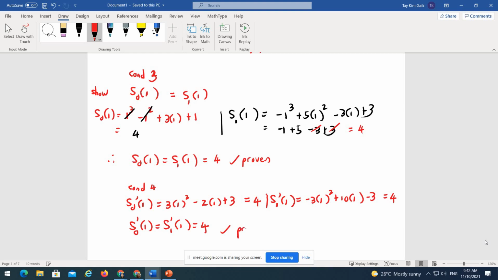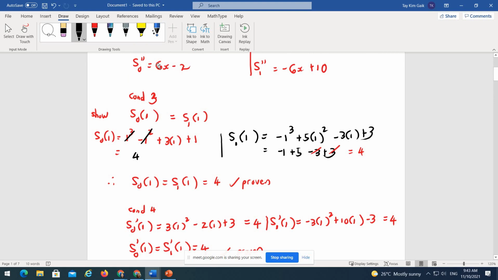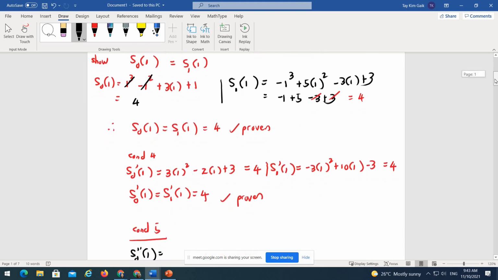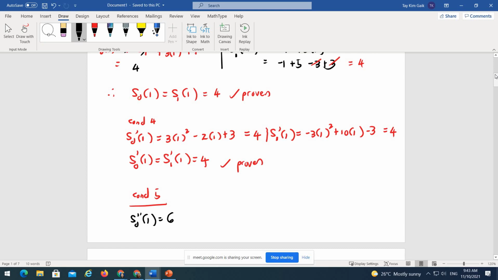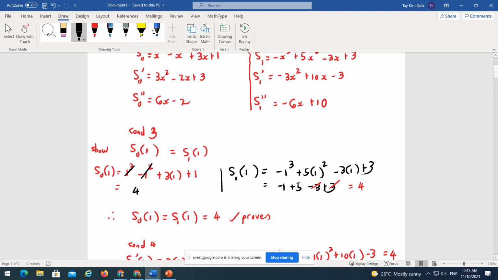So this is proven. Later on you need to show condition number 5. Condition number 5, you have to look back. So this will be S0 double prime when x equal to 1. Find back the second derivative function, 6x minus 2. So when x is 1, 6 times 1 minus 2, we get 4. And then the second derivative for S1 when x equal to 1. So you have negative 6x plus 10.